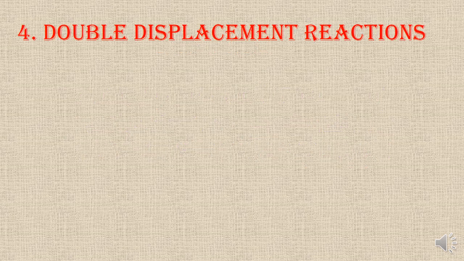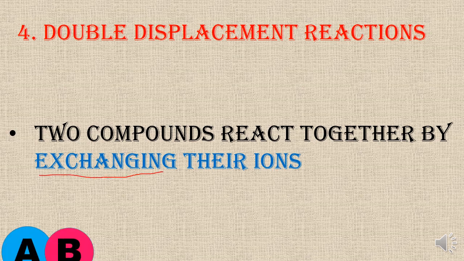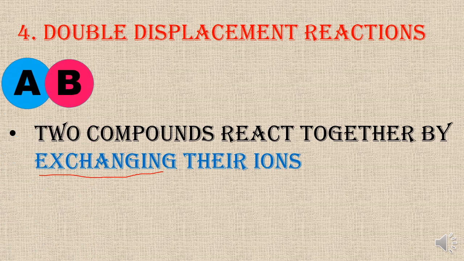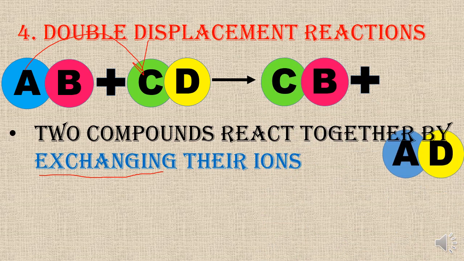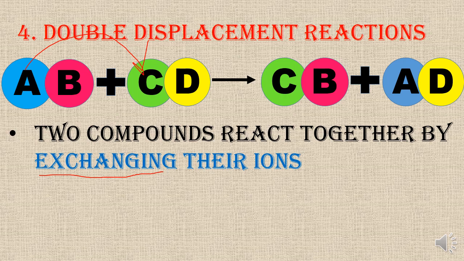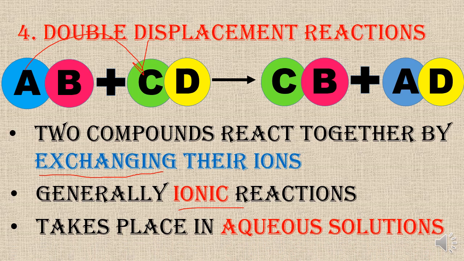Moving on to the next reaction, double displacement reaction. Here, two compounds react together and exchange their ions to produce two new compounds. Let's say we have compounds AB and CD. Suppose the positions of A and C are exchanged, then we will get CB and AD as the products. So this will be an example of double displacement reaction.